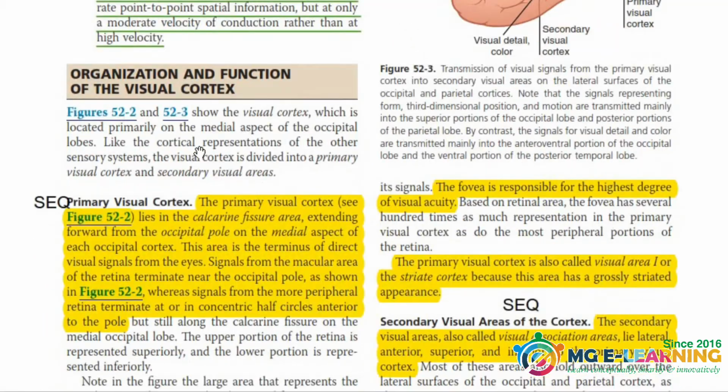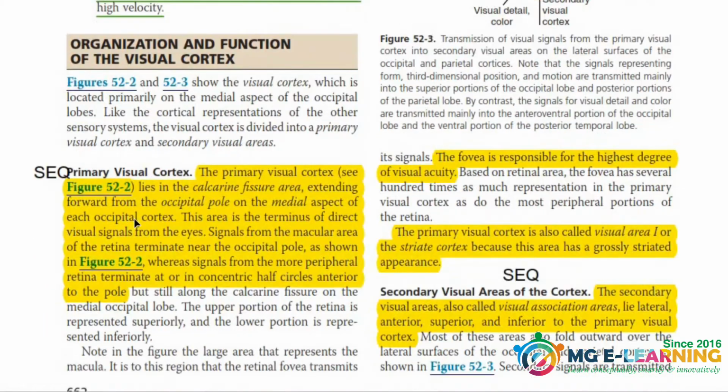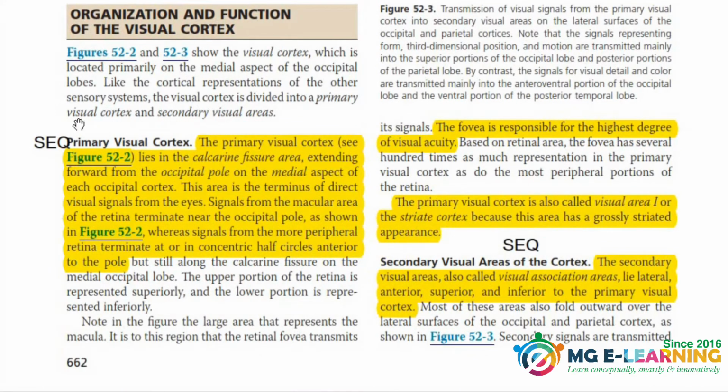Next one is an important SCQ, that is the primary visual cortex. You should know about the function of the primary visual cortex, and the next one is the secondary visual cortex. Also know about its main area, its location, and their functions.